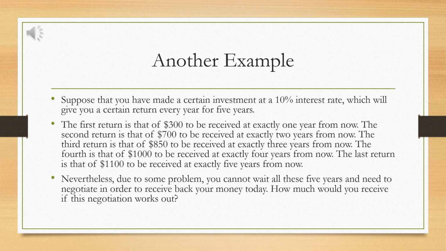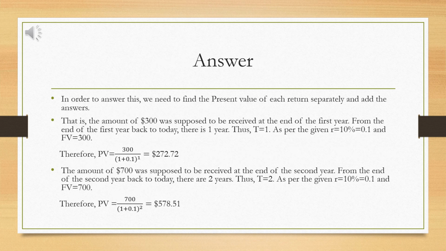Nevertheless, due to some problem, you cannot wait all these 5 years and need to negotiate in order to receive back your money today. How much would you receive if this negotiation works out? In order to answer this, we need to find the present value of each return separately and add the answers.